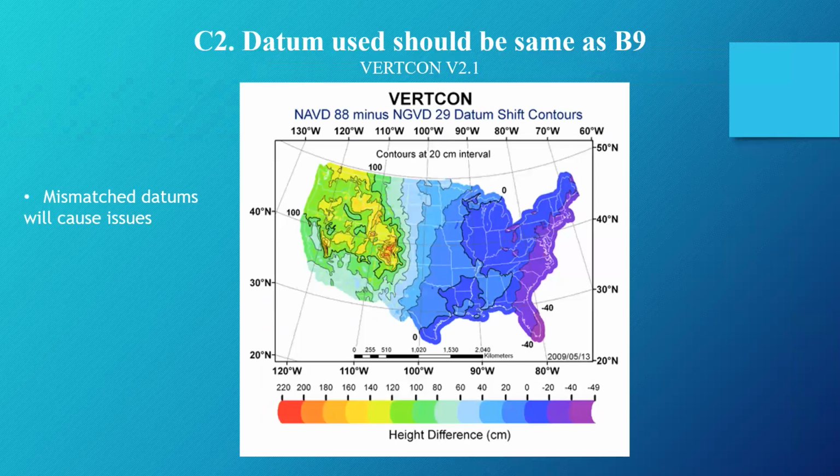So VertCon, this is the conversion software. Again, we want to make sure that the datums are the same. So if we have to convert them, we're using software and documenting that. And then this is just a chart or a graph showing you how different the two datums can be as you go west. So it could be up to 40 centimeters, and that's quite a big difference in western Kansas.